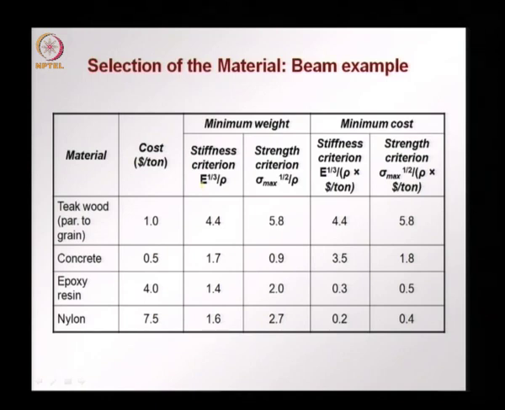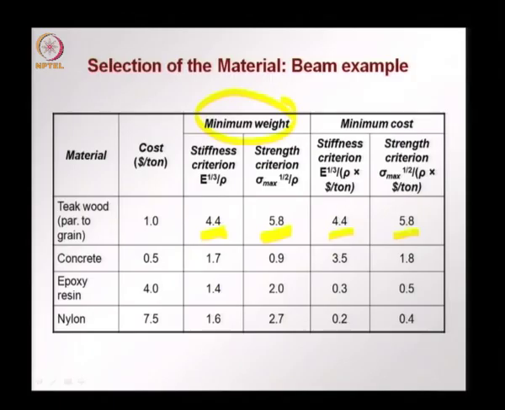Now, in terms of the other materials, we look here at teak wood, concrete, resin and nylon, and again as in the previous table, all the values have been normalized in terms of the values of structural steel. And we find here that when we look at the minimum weight criteria, wood comes out very well in terms of stiffness and in terms of strength also, and even in terms of cost, wood comes out very well. So, wood is a good material that you would use for a beam, and that is one reason why wood is used a lot in flexural members.